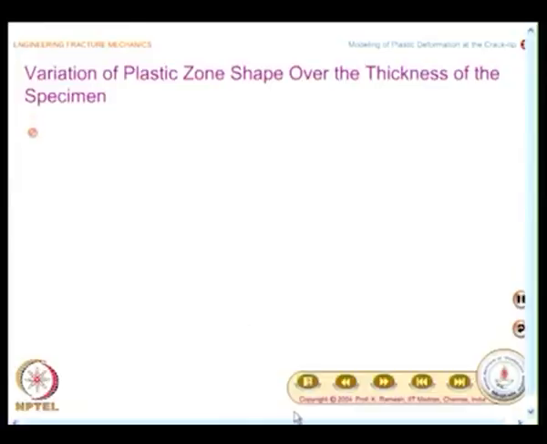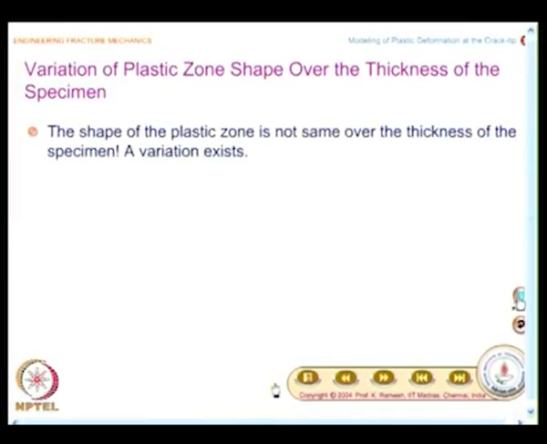And you have to keep in mind, the problem is very complex. People wanted to proceed further, so they wanted to have simplifying assumptions and go ahead. From that point of view, the contribution of Irwin is very significant. Now, having looked at all this, what we will look at is the variation of plastic zone shape over the thickness of the specimen.